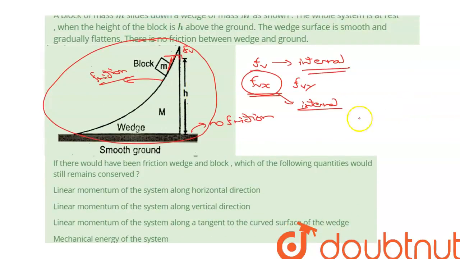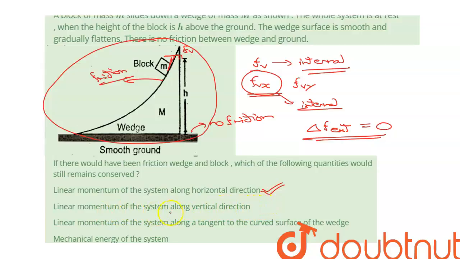So along the horizontal there is no F external. What that means is that along the horizontal the linear momentum will remain conserved. So the first option is linear momentum of the system along horizontal direction is conserved. So yes, that is correct. The second option says that linear momentum of the system along vertical is conserved.